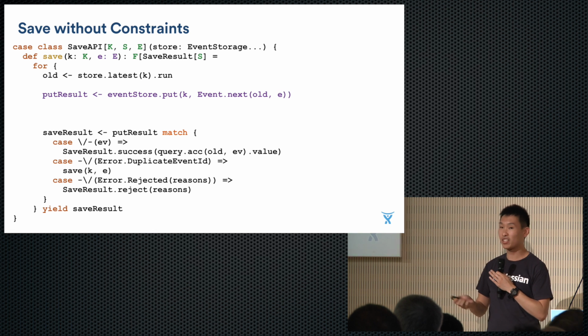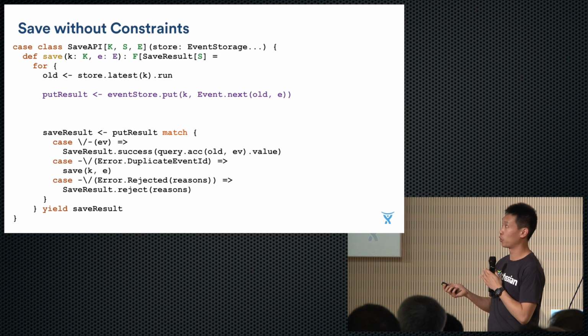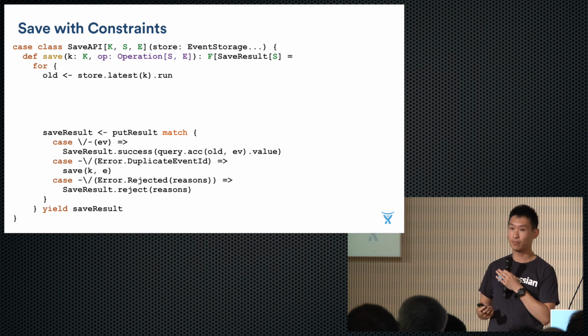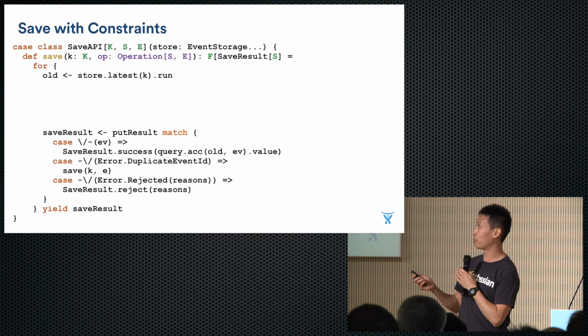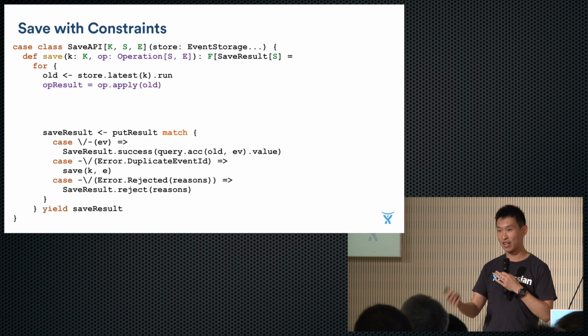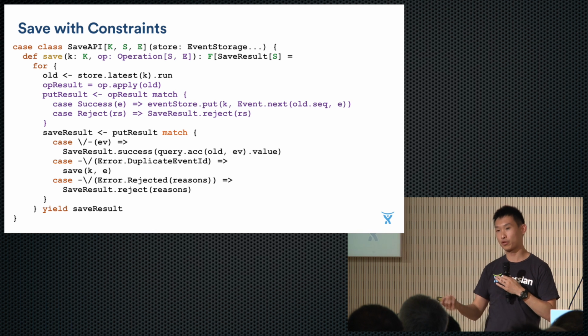So it requires a fairly small change to here. So this is the code you saw before, just spaced out a bit. The big changes would be taking in the operation type, and then essentially applying the old event's sequence number to the operation. And then if that succeeds, you save it. If not, reject. Okay? And this gives us the ability to save events with some level of constraints on it too.